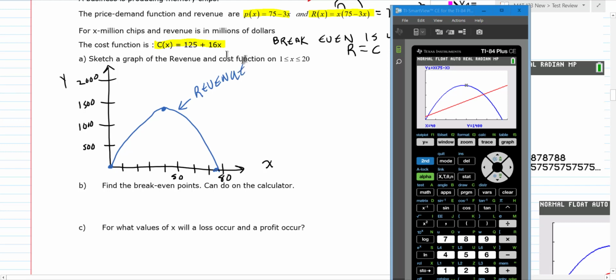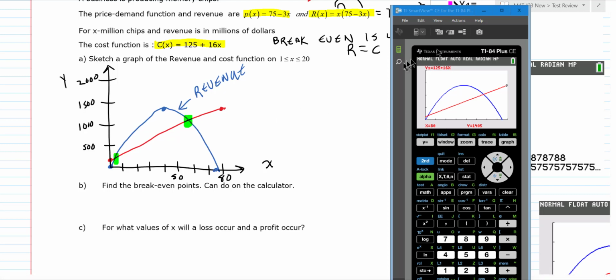You can trace at the cost function the same way. Now that's a line, so if you want to trace the red line, you have to toggle up and down between the functions. Right now I'm on the red line, so if I traced at 0, I would get 125. So I'm going to just estimate that point there, and I'm going to get one more point. I'll go all the way to 80. Trace at 80, and that gives 1405. So that's somewhere kind of in there. Then you can sketch that out like this. So your break-even points are these two things right here.